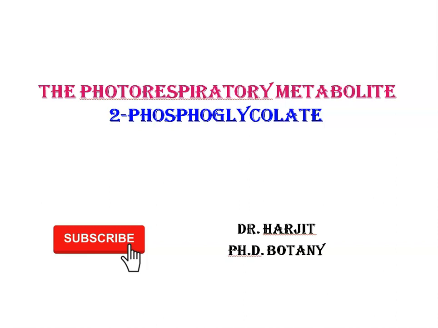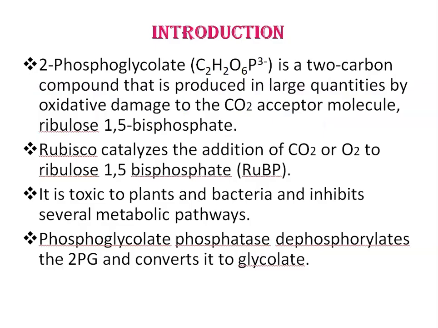Today we will discuss 2-phosphoglycolate, a photorespiratory metabolite. 2-phosphoglycolate is a 2-carbon compound that is produced in large quantities by oxidative damage to the carbon dioxide acceptor molecule, ribulose 1,5-bisphosphate. Rubisco enzyme catalyzes the addition of carbon dioxide or oxygen to ribulose 1,5-bisphosphate.